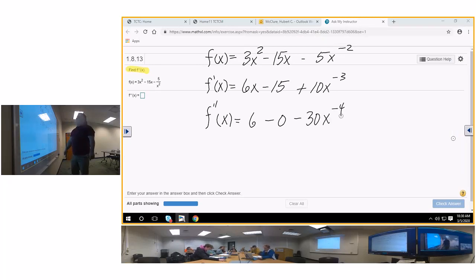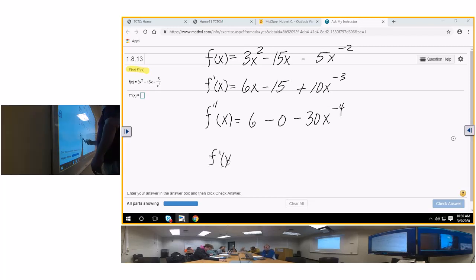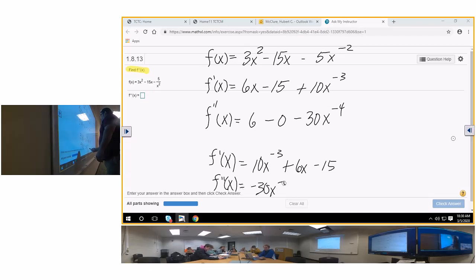So our first derivative is f prime of x is equal to 10x to the negative third plus 6x minus 15. f double prime of x is equal to negative 30x to the negative fourth plus 6.